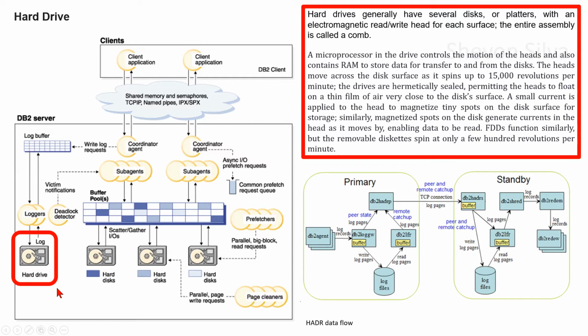The heads move across the disk surface as it spins up to 15,000 revolutions per minute. The drives are hermetically sealed, permitting the heads to float on a thin film of air very close to the disk surface. A small current is applied to the head to magnetize tiny spots on the disk surface for storage. Similarly, magnetized spots on the disk generate currents in the head as it moves by, enabling data to be read. FDDs function similarly, but the removable diskettes spin at only a few hundred revolutions per minute.